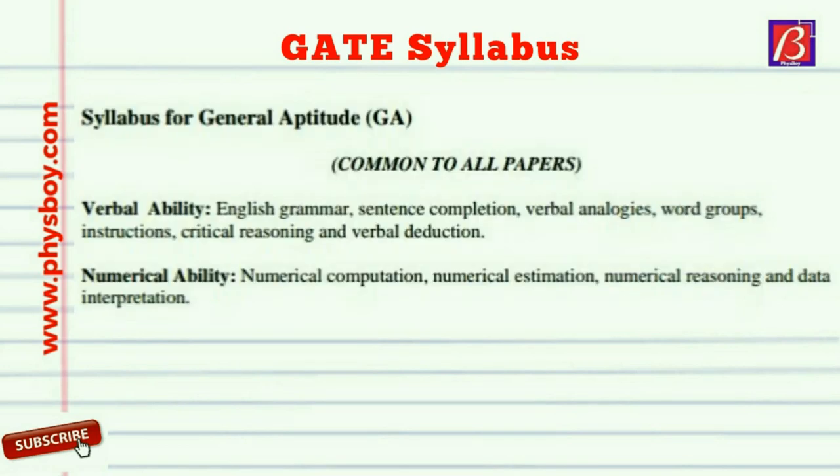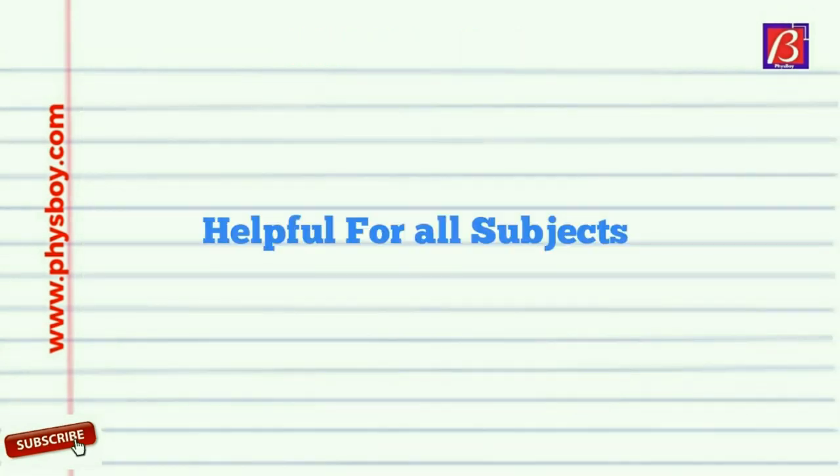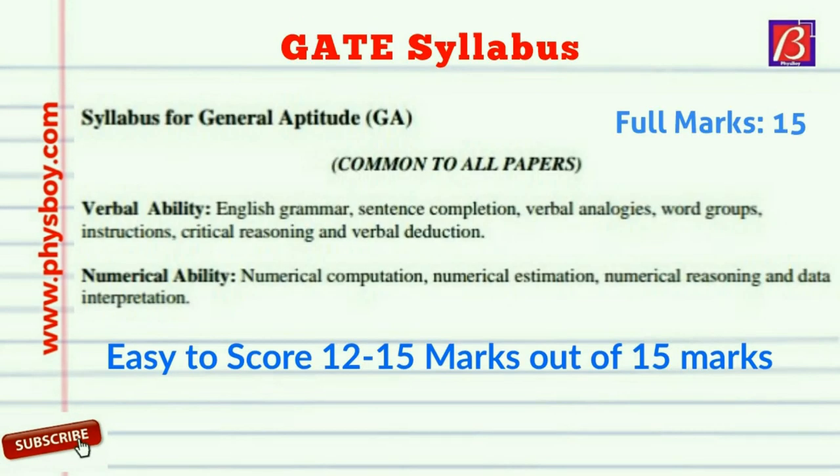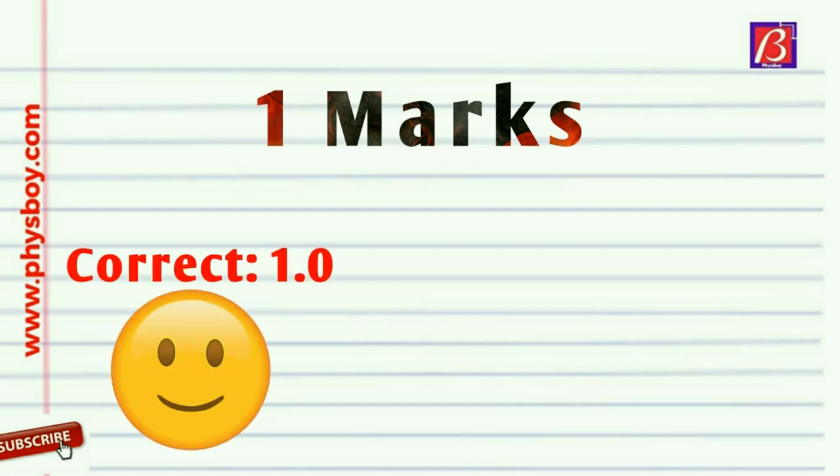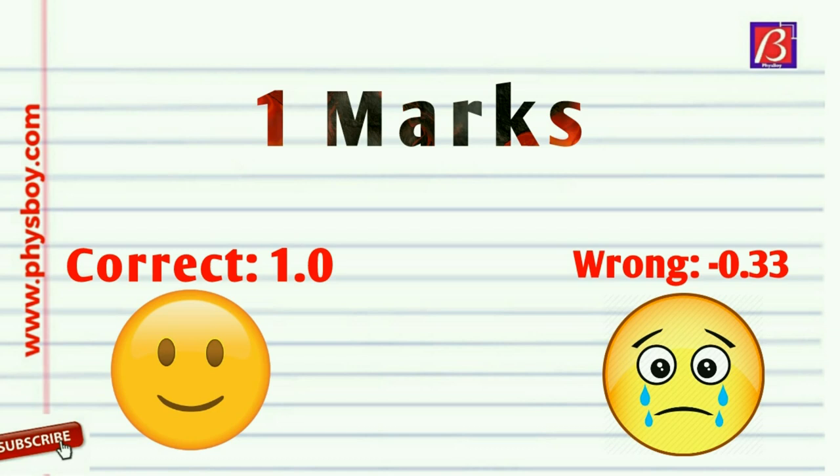You know, the general aptitude section is common to all papers. You can score 12 to 15 marks easily from this part in the GATE examination. My goal is to help you prepare for the general aptitude section and score 12 to 15 marks from this section. So friends, let's begin with 1 mark questions. For a correct answer, you will get 1 mark, and for a wrong answer, you will get minus 0.33 marks.